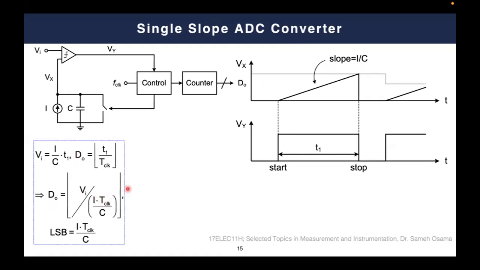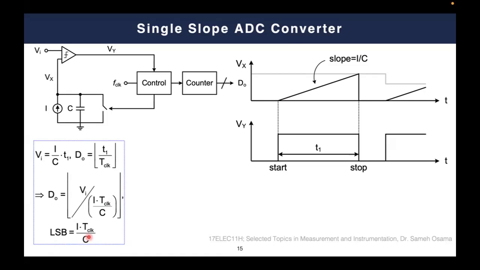And this I T clock over C is very, very important in our case because this represents the minimum voltage needed to make a least significant bit variation. So in order to make a single count, you have to have a voltage that is corresponding to I T clock over C. This is the minimum possible variation that can be detected by the detector.